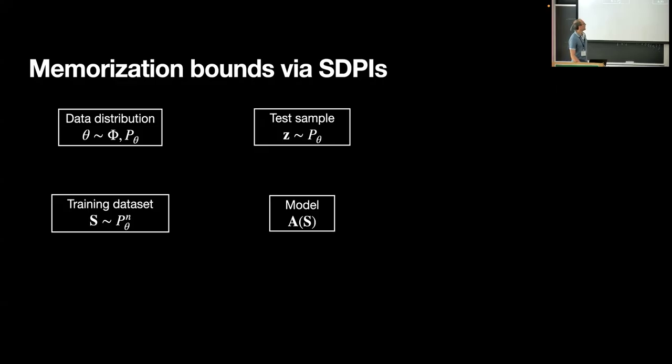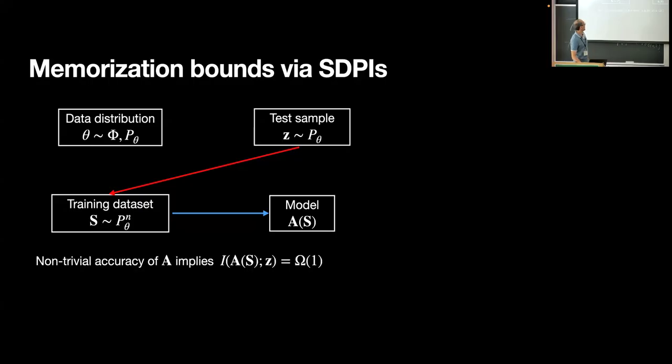We need to draw a fresh sample, in this case from the same cluster, p theta. And we would like to apply SDPI. So first of all, we already know that one part of the chain is here. The model depends on all the other random variables only through the training data set. That's the only thing it sees. Now we'll look at this pair of random variables. If the model has non-trivial accuracy, then it has to have some mutual information with the test example.